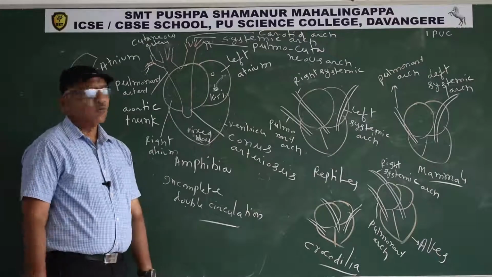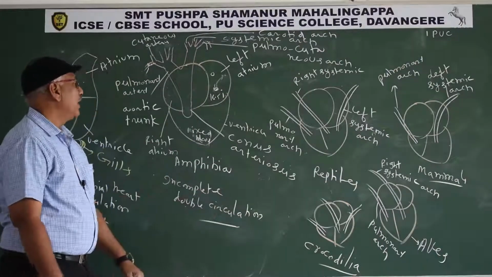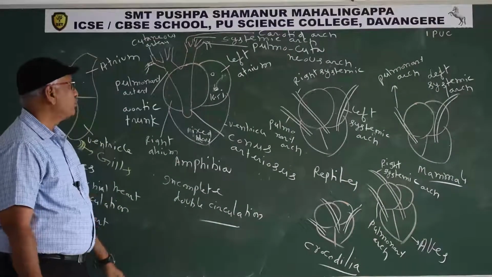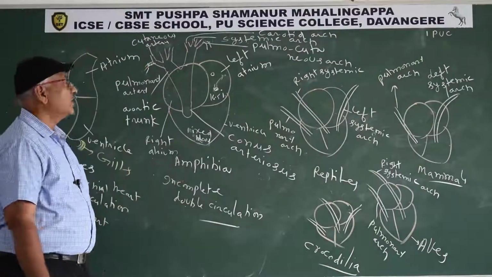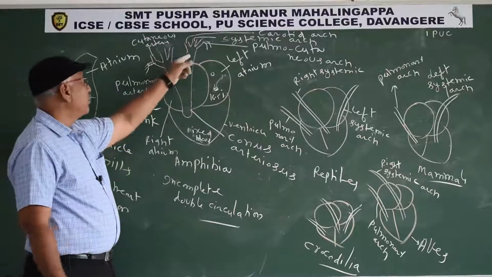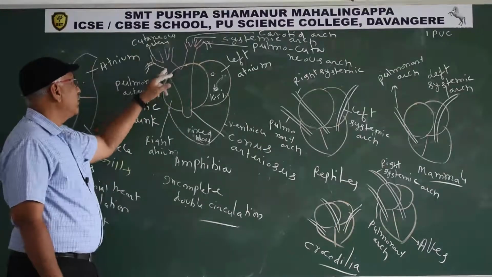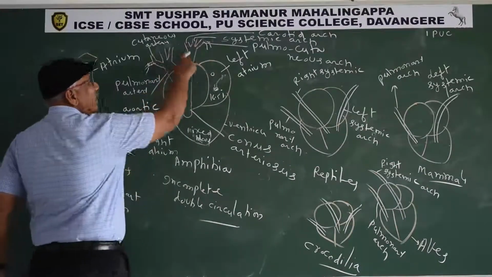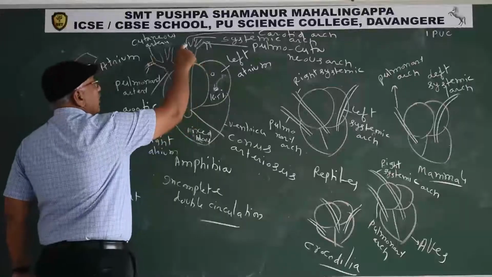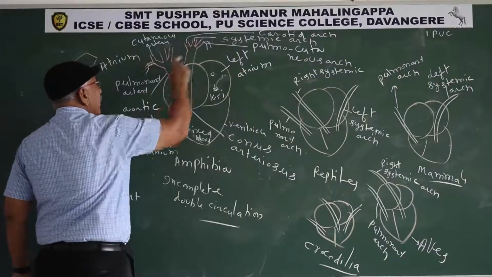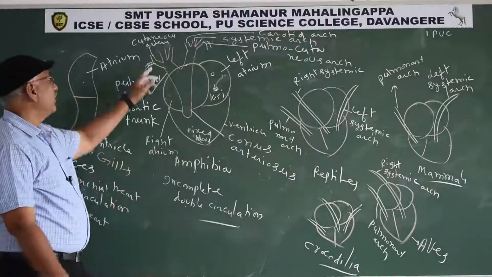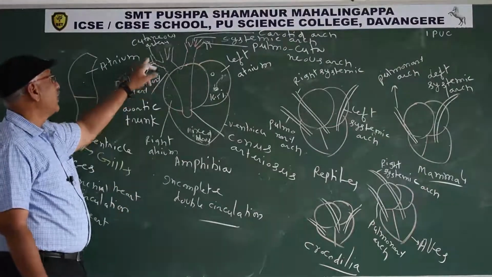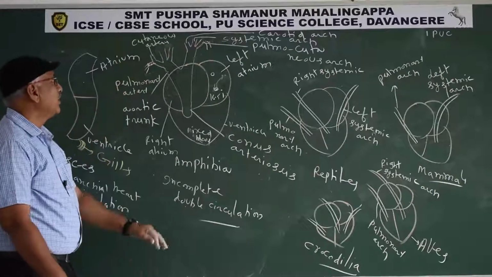Heart is in the form of three chambers: right atrium, left atrium and ventricle. On the ventral surface of heart, conus arteriosus is present. It divides into two branches known as aortic trunks. Each has three branches: anterior carotid, middle systemic, posterior pulmocutaneous. Pulmocutaneous divides into two arteries, cutaneous artery and pulmonary artery.